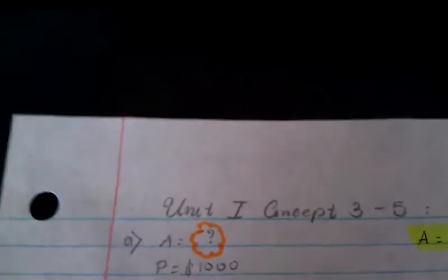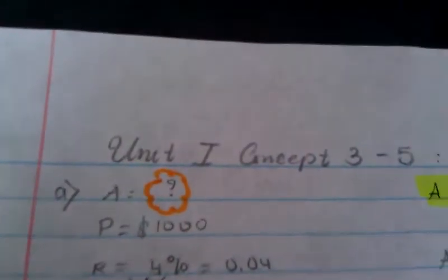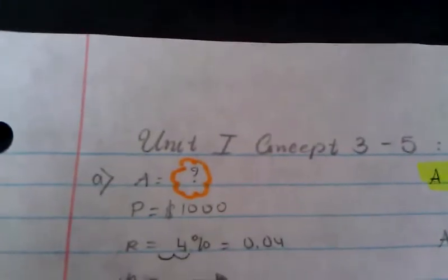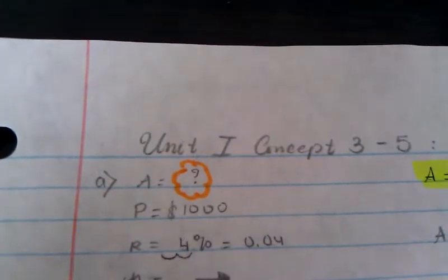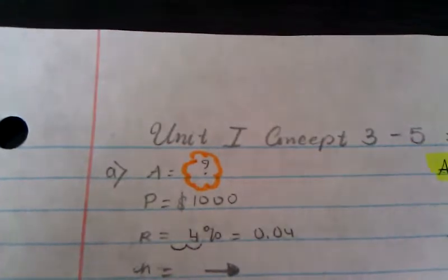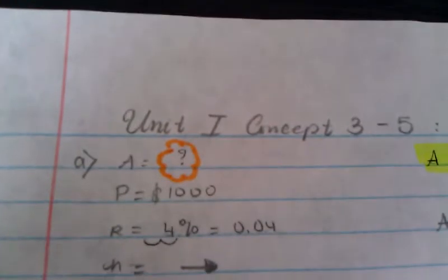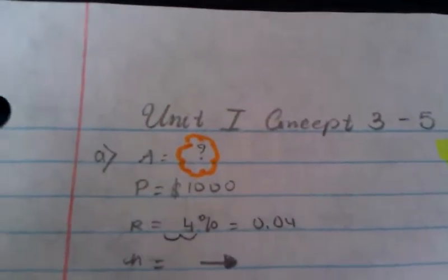So, according to the topic, after you read it, the first question asks how much I will have after putting $1,000, which is P, the original amount of money, into a bank that has an interest rate of 4%, which is the rate, and it will be 0.04 because you move it two decimal places.